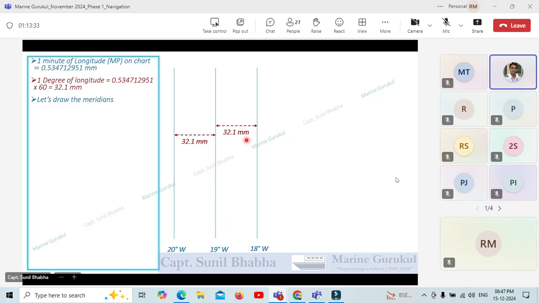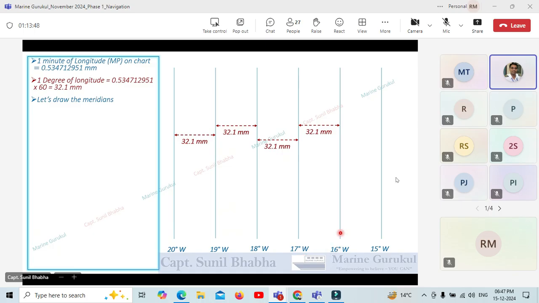Because the longitude scale is constant, 1 minute of longitude or 1 degree of longitude remains the same throughout the chart. Exactly in the same way, keeping 32.1 millimeter distance, I draw the meridian of 17 degrees west. Then, keeping the same distance, 16 degrees west, and keeping the same distance, I draw a meridian of 15 degrees west. So we have all the meridians of the required area in our diagram.